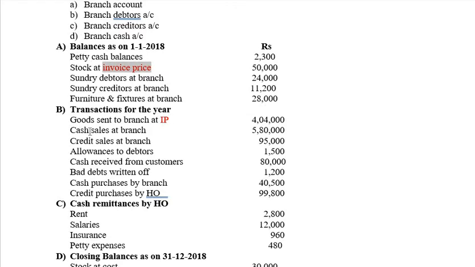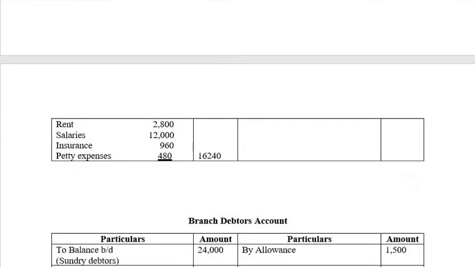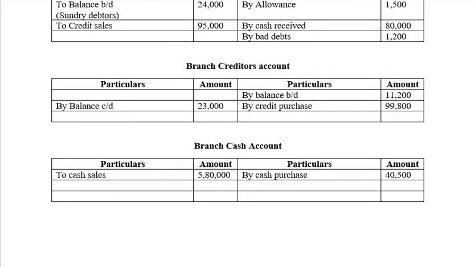Okay, next, cash sales at branch. Now cash sales at branch will go to the cash account. Let's go to the cash account. Cash sales at branch, and the amount was 5,08,000, sorry, 5,80,000. Since it is cash sales, the cash account will be debited. So to cash sales, 5,80,000. Okay, next.